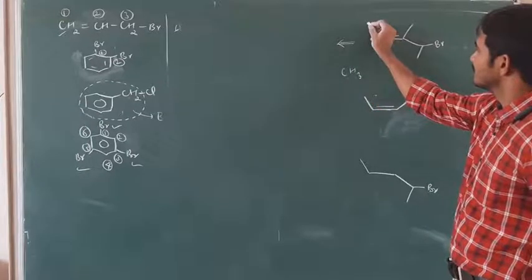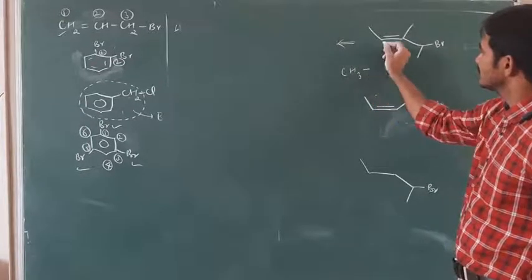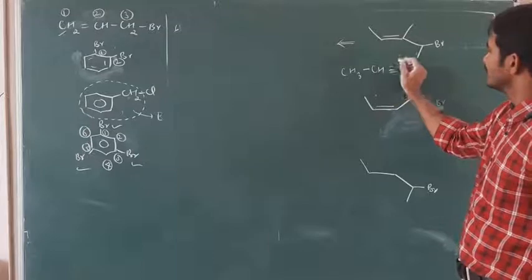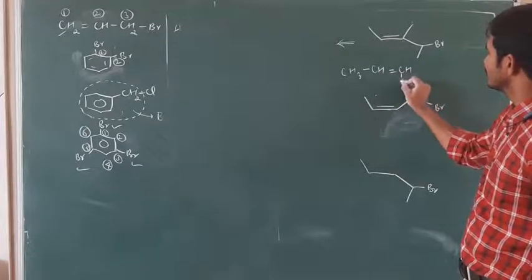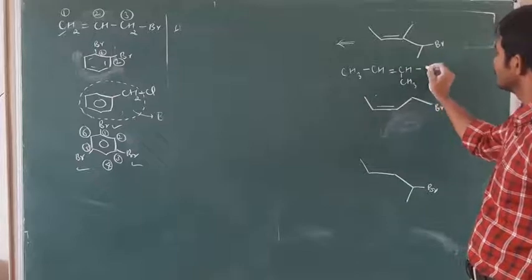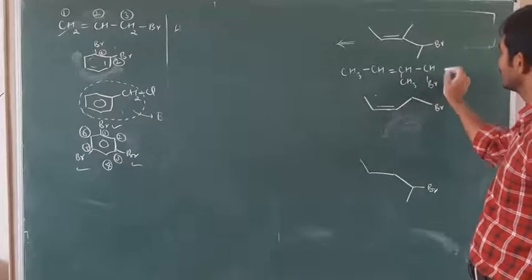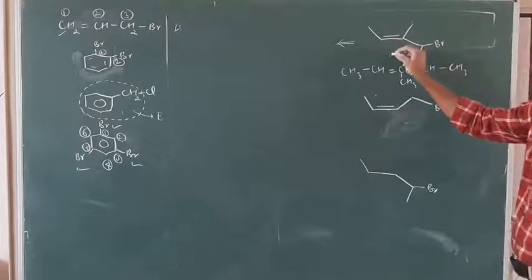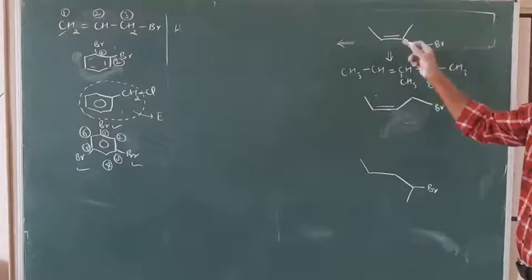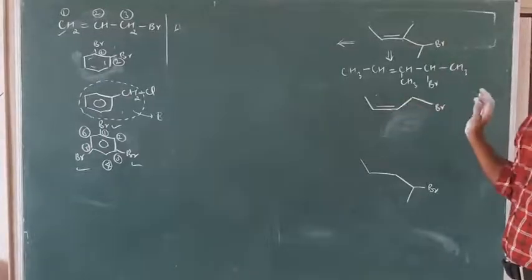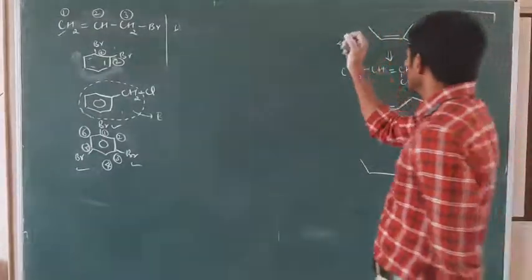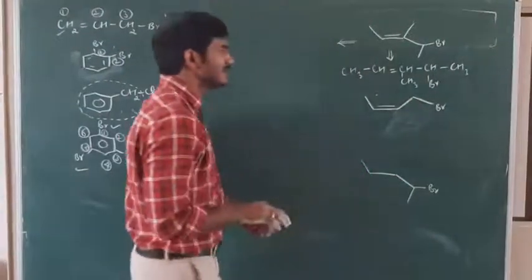CH3, CH, double bond, CH, CH3, and again CH, Br and CH. So this compound is similar to this. This is the bond line structure, I am writing the condensed structure. Now how to write the IUPAC name for this? We have to start numbering from this side.